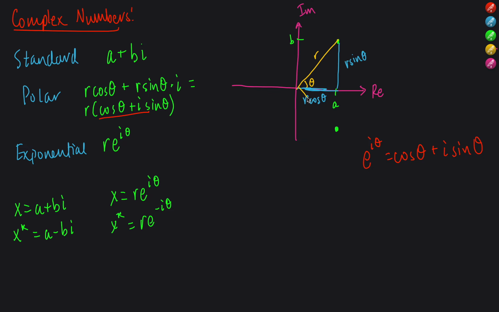So r is the same, but the angle itself goes from theta to negative theta. That's why here we change our angle, because this is a very important identity to know. What else? There's another important thing, using Euler's identity here.